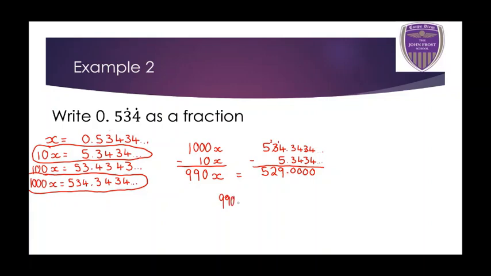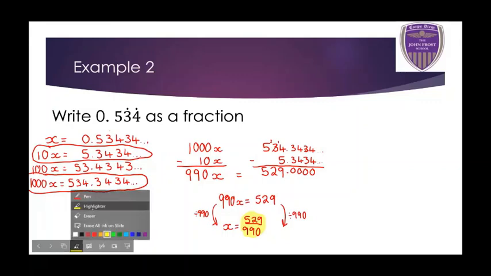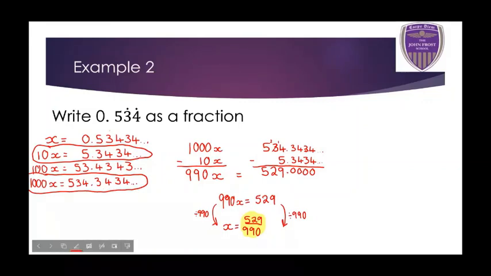So 990x equals 529. To solve this equation, I need to divide both sides by 990, which leaves me with x is equal to 529 over 990. Okay, and that means 0.534 recurring, written as a fraction, is 529 over 990. Okay. Now let's look at one more example.